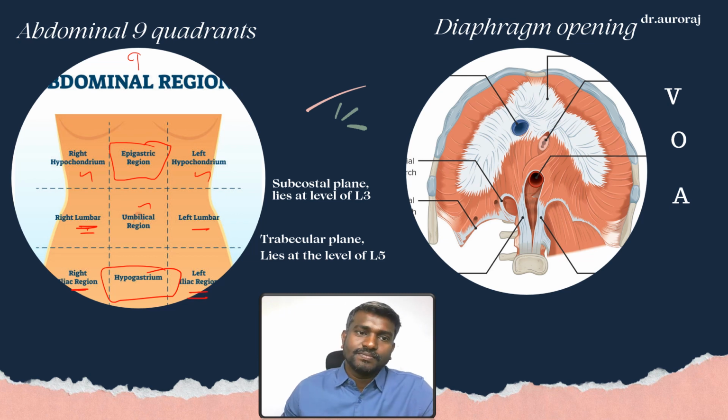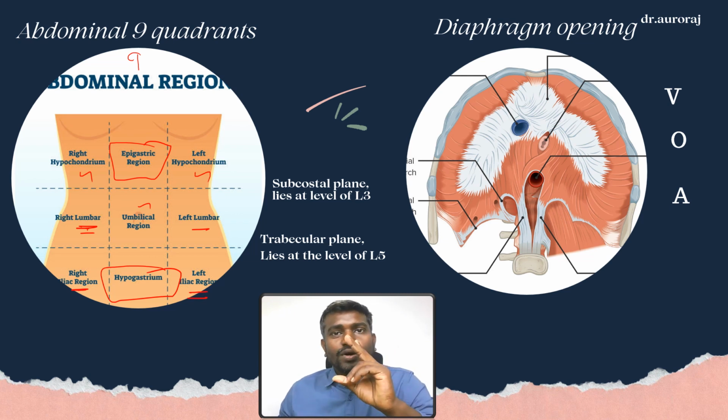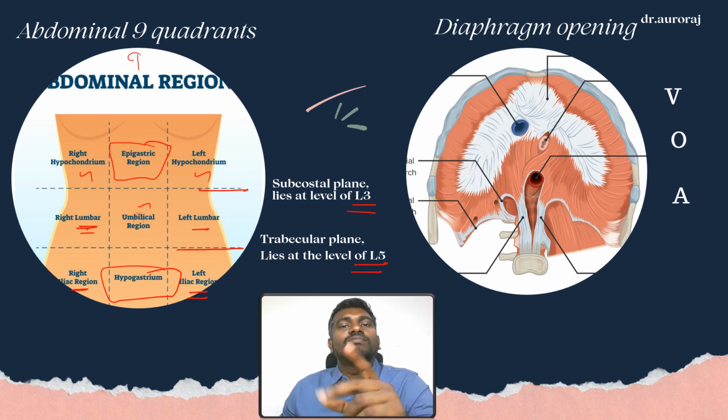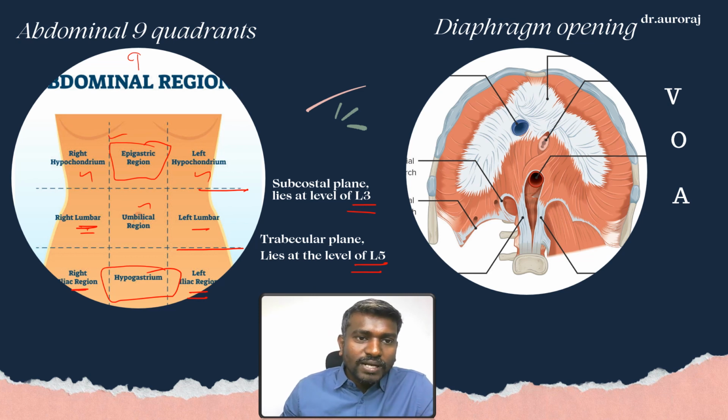Nice. For the main exam, you are going to remember 2 important planes. They are the transtubercular plane and the subcostal plane. Remember, the transtubercular plane lies at the level of L5. Remember L5. Whereas the subcostal is at the level of L3. Remember L3. And these 2 planes are called what? Mid-clavicular planes. Mid-clavicular plane.